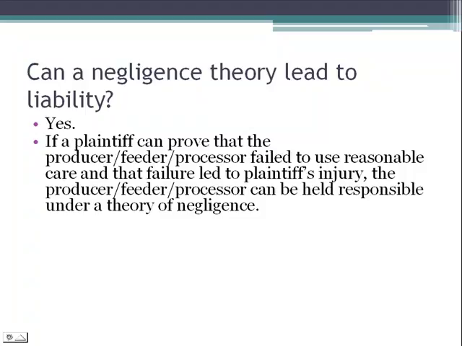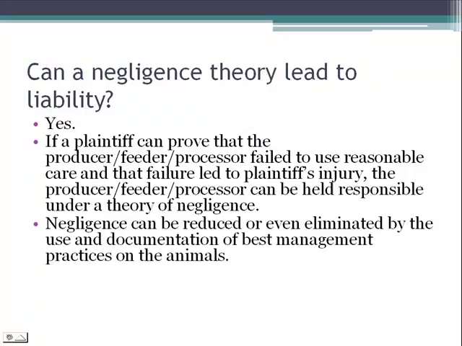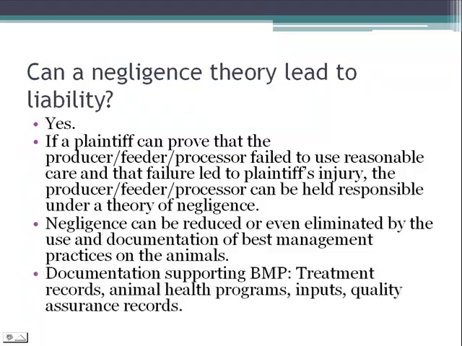The good news is negligence can be reduced or eliminated by using best management practices. If you're not doing something that you know specifically is wrong, it's less likely that you'll be held responsible under negligence theory. And some documentation that supports these best management practices are records, animal health programs, recording your inputs, and not doing things that you know you shouldn't do. In a sentence, don't do that.